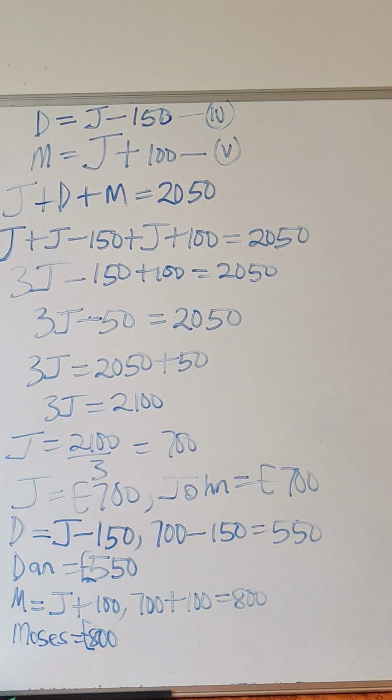For you to check, viewers, the three boys altogether earn £2,050. Just add together what they earn: for John 700, for Dan 550, and for Moses 800. Add everything together, and it gives us £2,050.